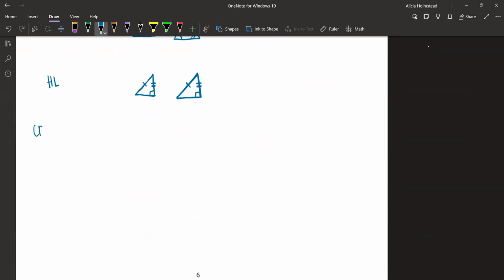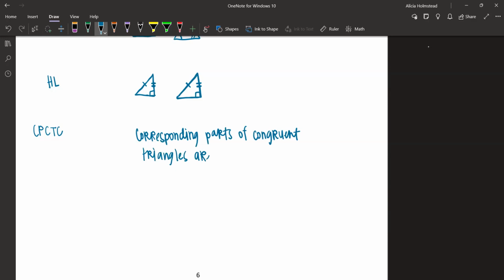And the last thing that I want to add to our often used congruency statements is what we just used. And this means that corresponding parts of congruent triangles are congruent.